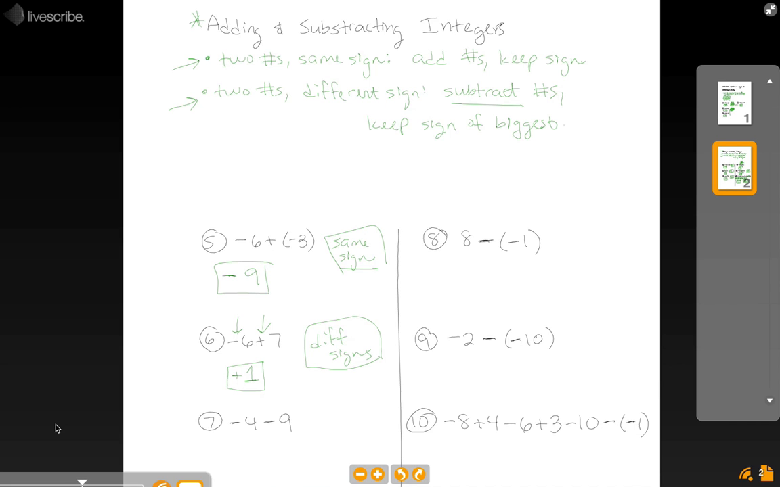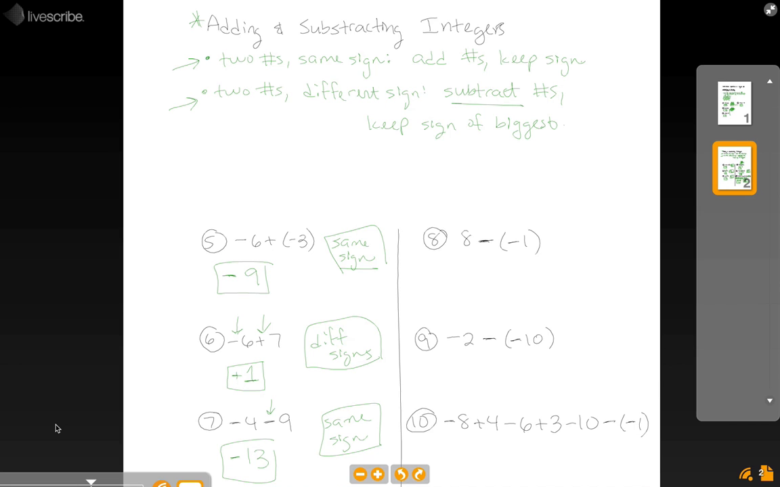Here I have a -4 and a -9. These are the same sign. You can think of that minus sign as part of the 9. That's a -9. -4 and -9. So the two numbers are the same sign, so I'm just going to add them and keep the sign that's the same of both of them, which is negative. So that's a -13.